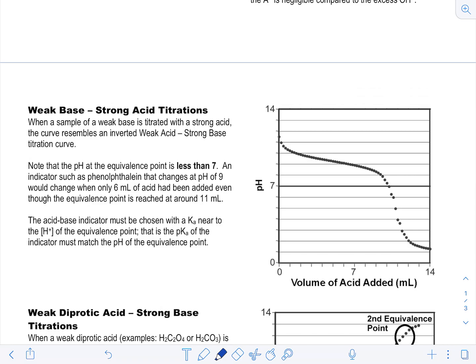All right, here is another graph. So here we have a weak base, and the way we know it's a weak base is when we're starting here, it's less than 12, so it's closer to neutral. And the other thing is the equivalence point, notice that it's below 7. So that tells us that we're dealing with a strong acid. And notice that the final pH is very close to 1. So that is a signal that we're dealing with a strong acid.